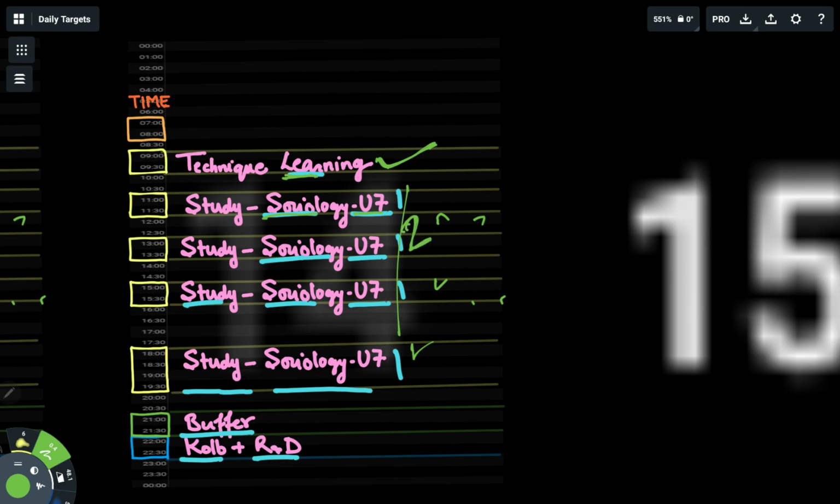Okay, then 9 to 10 is my buffer time. If anything is remaining I will do it during that time, and 10 to 11 is my call R&D. So this is my today's schedule.